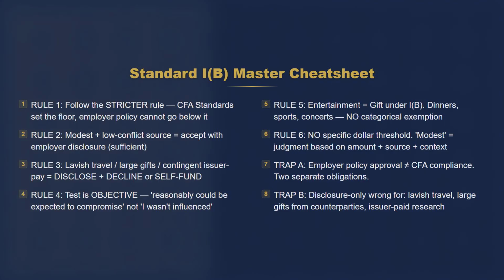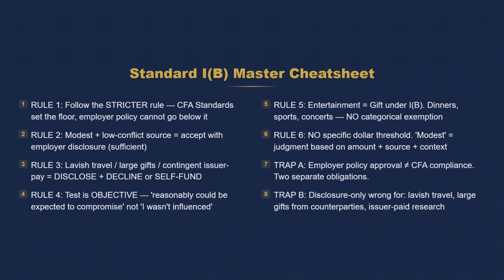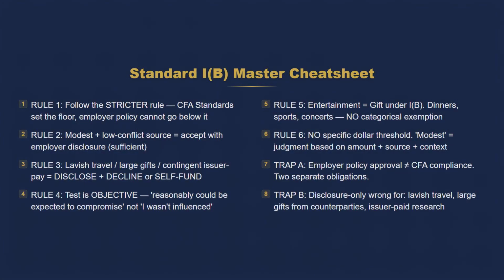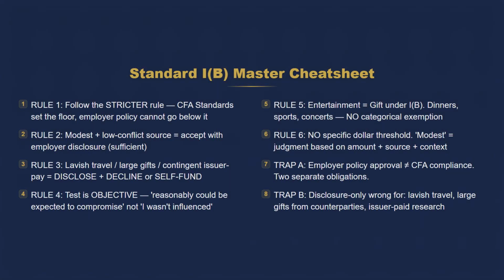2. Disclosure is sufficient only for modest benefits from low-conflict sources. 3. For lavish travel, large gifts, and contingent issuer-paid research, disclose and decline or self-fund. 4. The test is objective, not subjective. 5. Entertainment equals gifts under I.B, no exceptions. 6. No specific dollar threshold exists, ever.